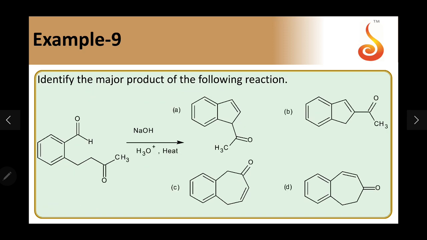Example 9. Identify the major product in the following reaction. So we are given a compound having an aldehyde group and a ketone group, and NaOH. So something to do with aldol or Cannizzaro reaction. We'll see the solution, then come to the options.